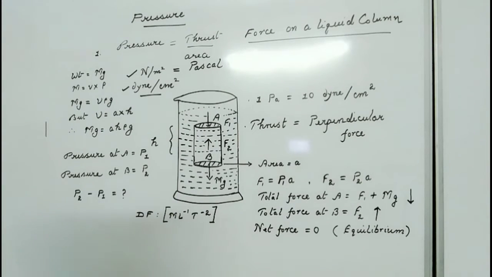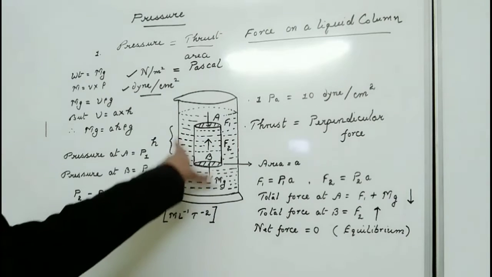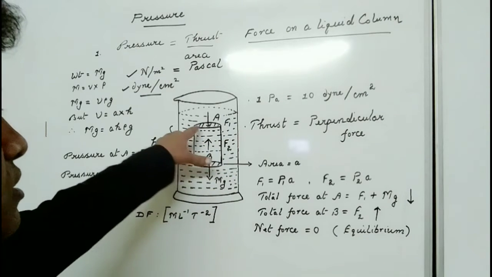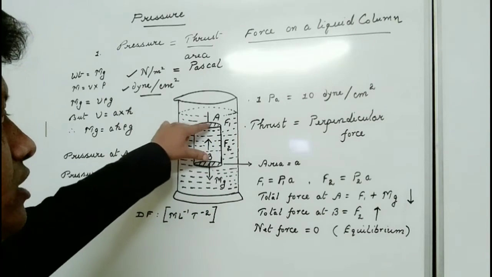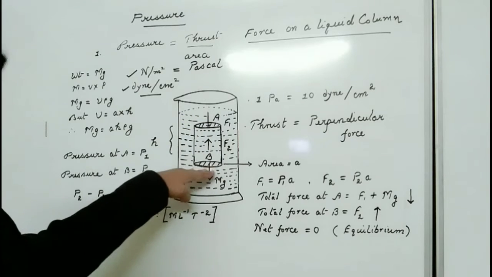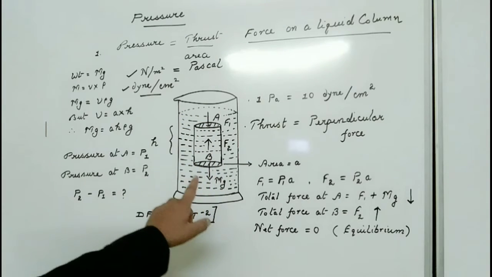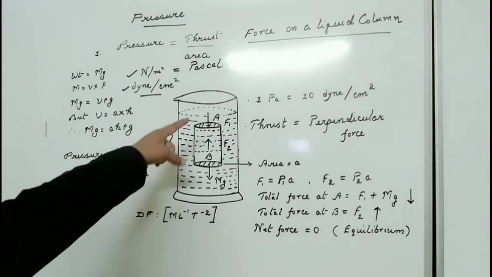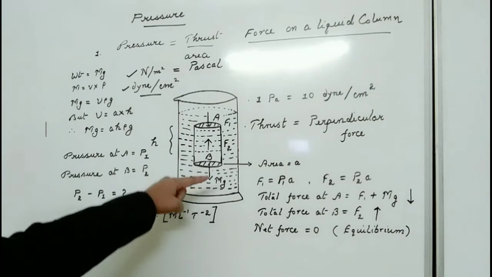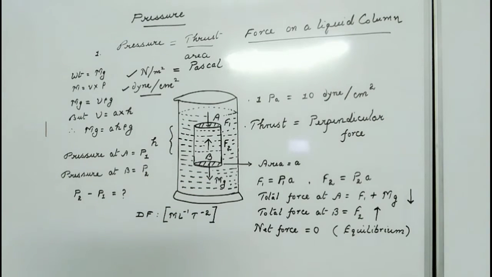So we have to consider a liquid of density rho which is contained in a vessel, and in the bulk of the liquid we have to consider an imaginary cylinder which is also made up of the same liquid. So this is the imaginary cylinder in which these are the two points, point A on this surface and point B on this surface, and we need to find out the pressure difference between the two points A and B.